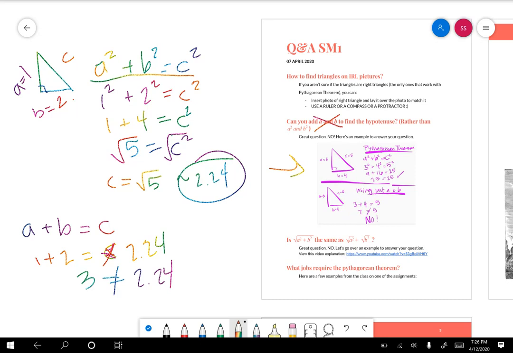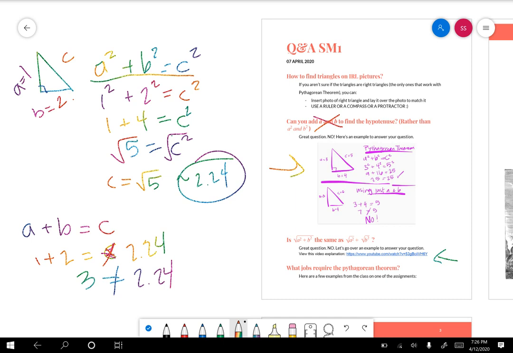Okay, next question. Is the square root of A squared plus B squared the same as adding the square root of A squared plus the square root of B squared? Short answer, no. There is an example. If you click on the link right here, it'll go over a couple examples of that. I didn't want to include those whole examples in this video, because then this video would be like 30 million minutes long, and nobody wants that.